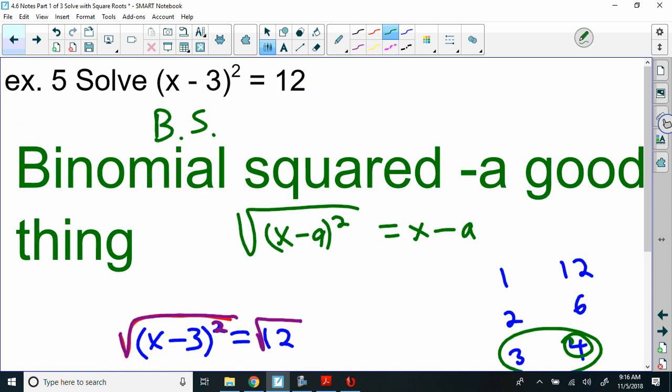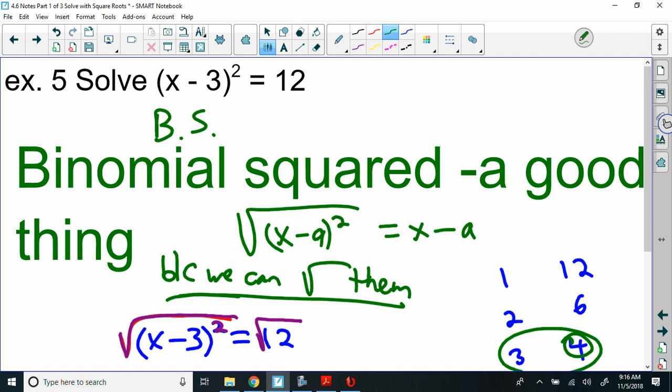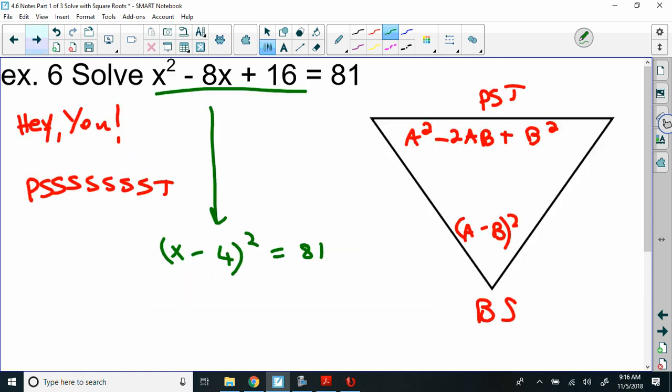Hey, just like that last one, what do we like about binomial squareds? It's a good thing. Why is it a good thing? Because we can square root them, right? Because we can square root them, that's why it's a good thing. So what are we going to do with x minus 4 quantity squared? Square root it. We'll take this thing's square root, which leaves x minus 4 on the left. We take 81's square root, which is 9. Did we forget something? We took a square root, so what should we introduce? Plus or minus, thank you.